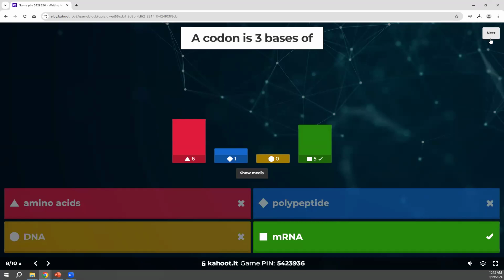and each three nucleotide segment is called a codon on the mRNA. And that codon codes for an amino acid, but it itself is, you know, going to be mRNA. If that makes sense.